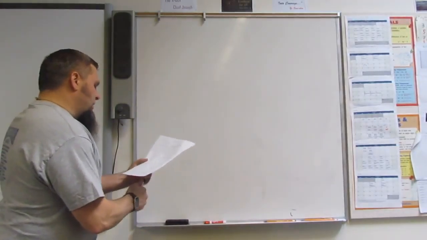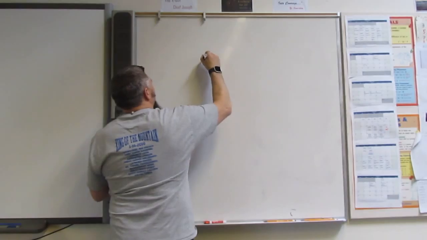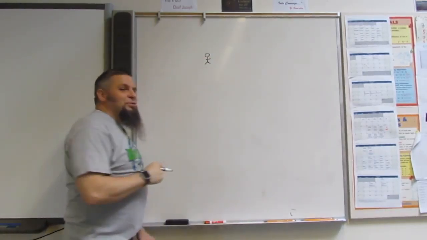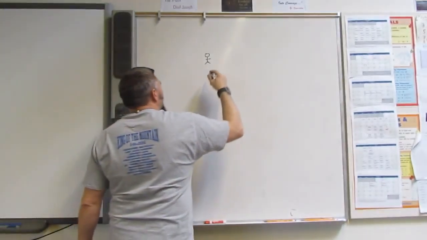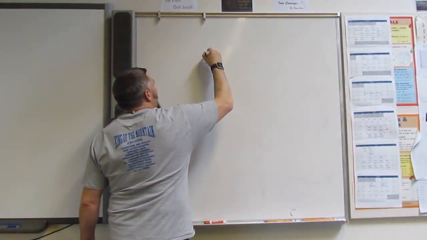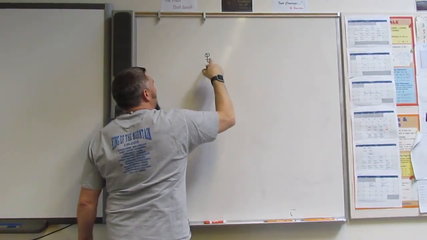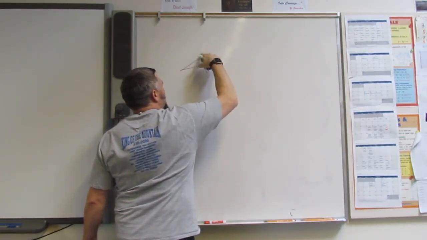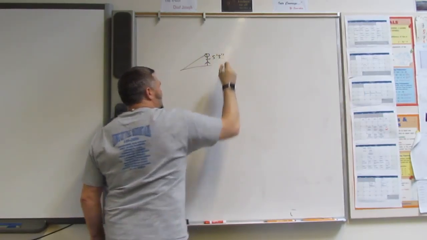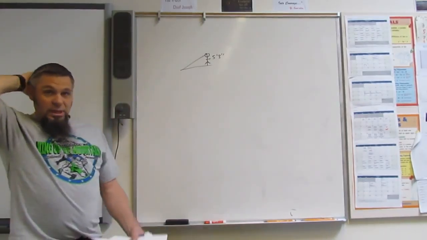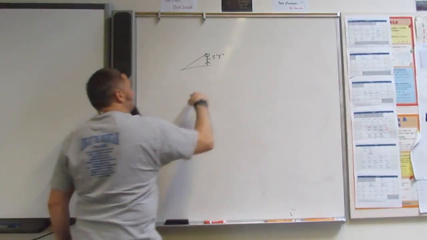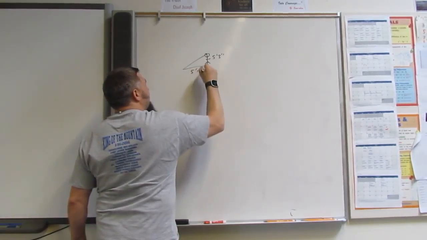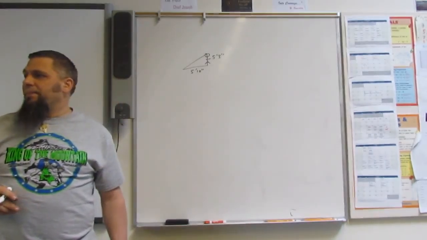Okay, so this problem is that you've got a student. Do you have to draw that? Well, you don't have to. He's 5 feet 3 inches tall. And his shadow is 5 feet 10 inches.